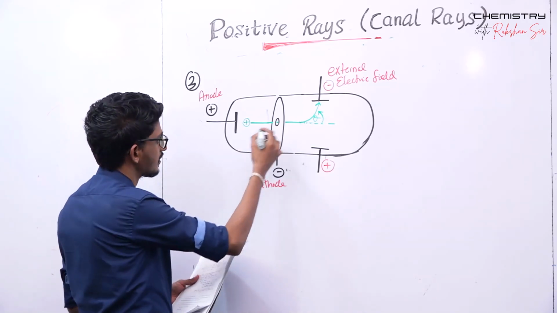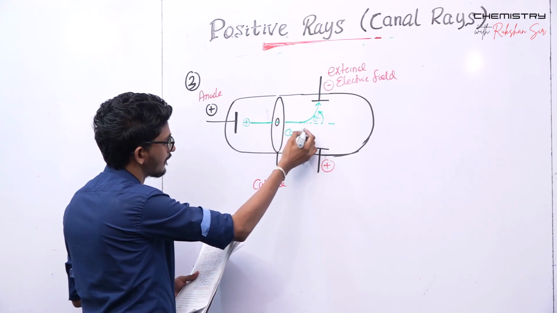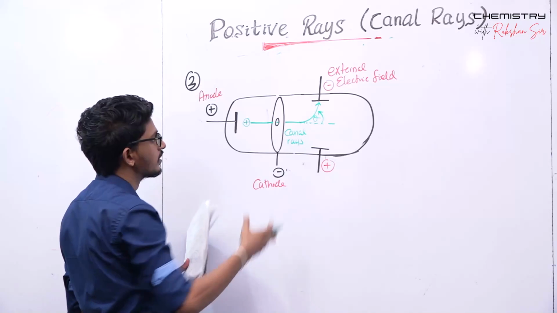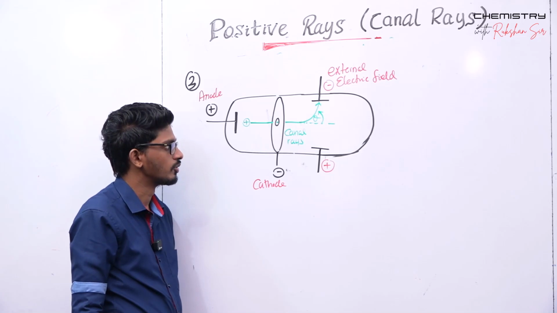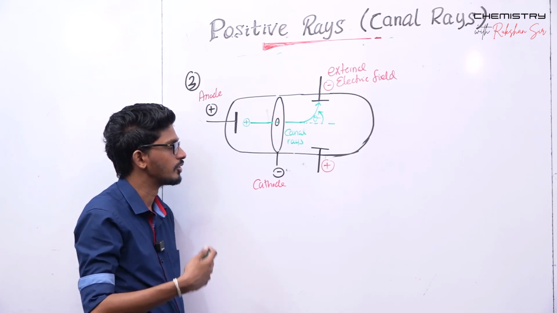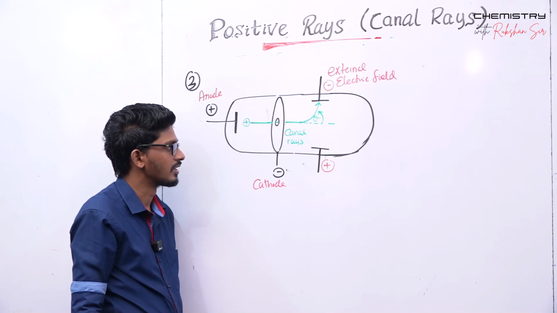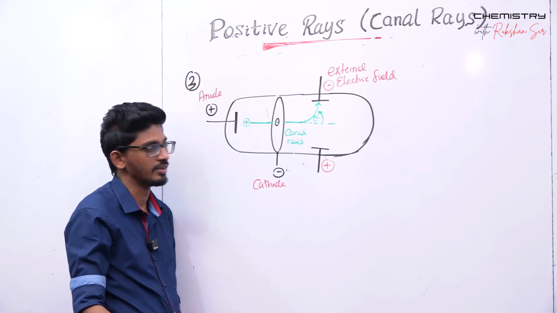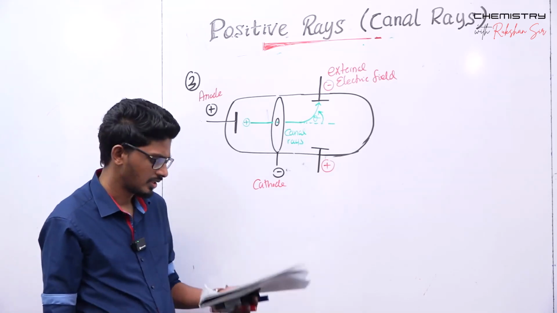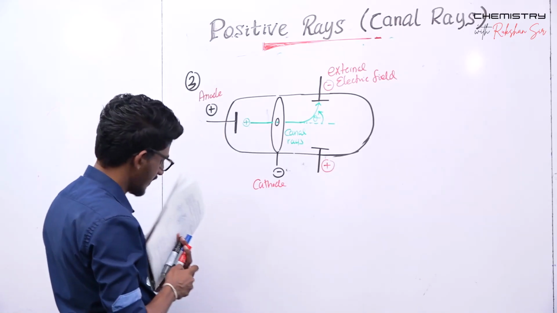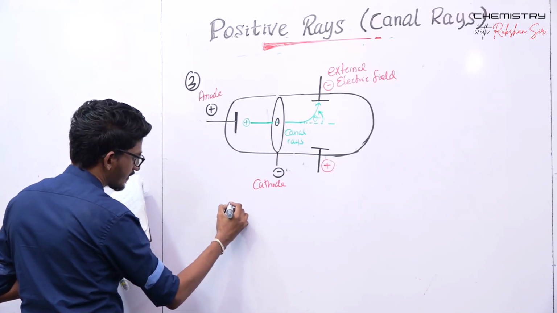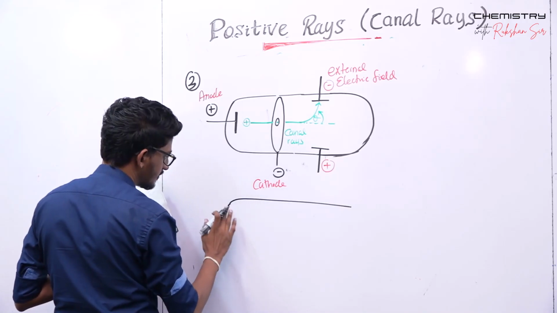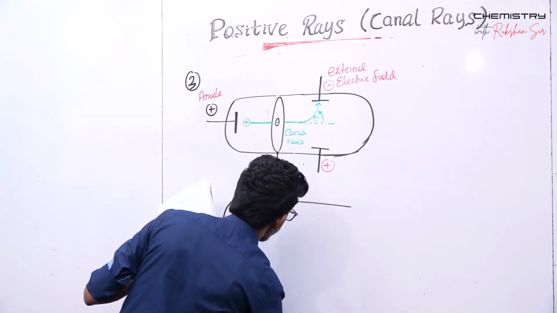These are the canal rays. Canal rays move towards the negative plate of the external field. So as canal rays are moving towards the negative plate, they should have the opposite charge, the positive charge. So the canal rays are positively charged. That is the idea. To prove this idea, you can come up with an external magnetic field as well. Let's prove this as well.